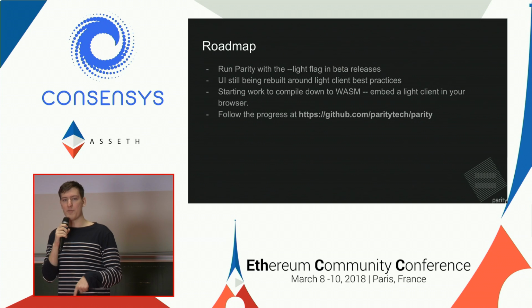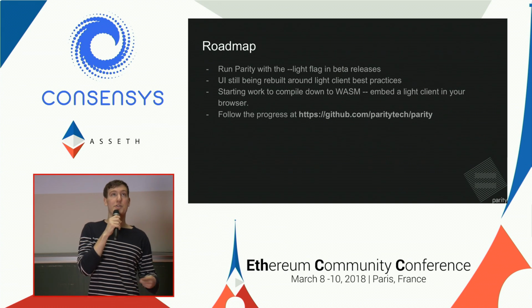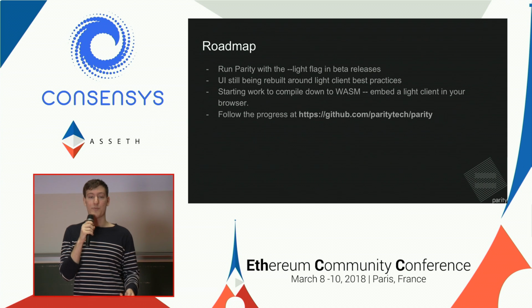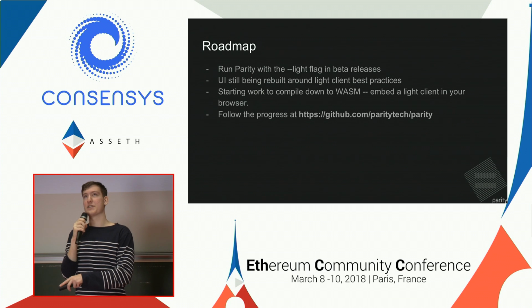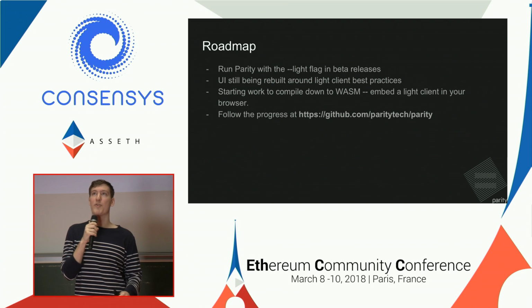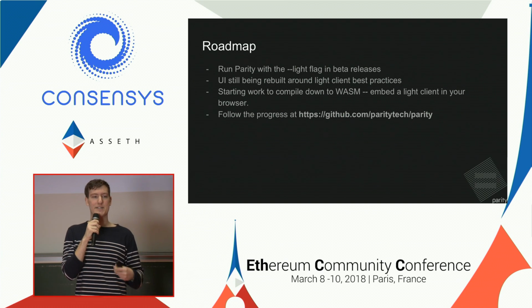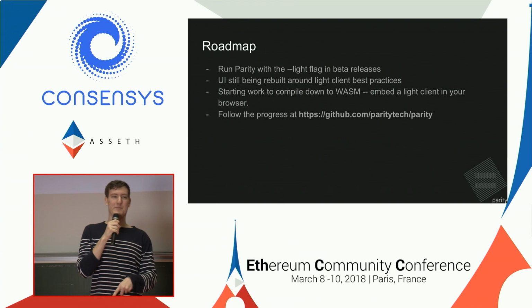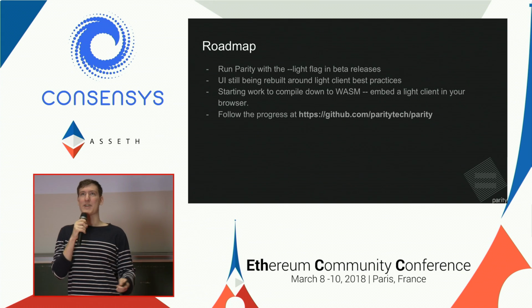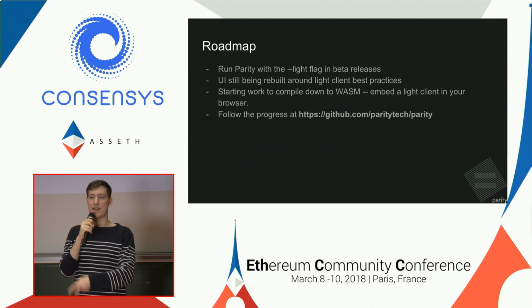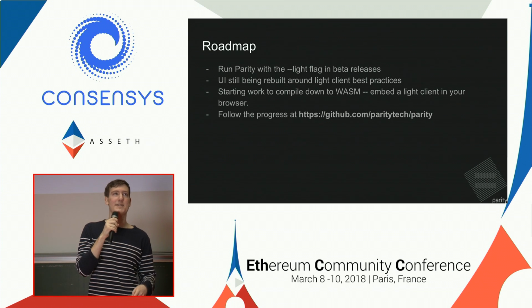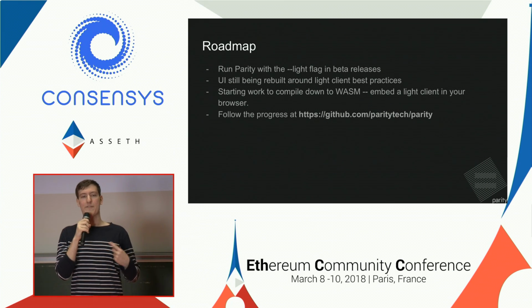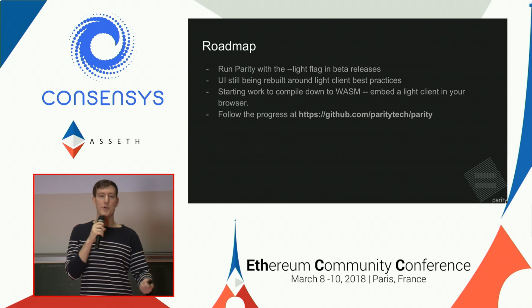So as far as our roadmap goes for the Parity light client, you can actually use it today. You can run Parity with the --light flag in beta releases, and it'll start to sync the chain. If it starts from the Genesis, don't worry. It might take a while because it has to get all those headers. We've already got a pull request open for an essentially hard-coded header hash, if you trust that. It is opt-out. So that would get you to the head of the chain very quickly if you trust that hard-coded header hash that's in the client. The UI is still being rebuilt around light client best practices because it takes a lot of effort as a developer to think about what kind of load you're imposing on the local node.